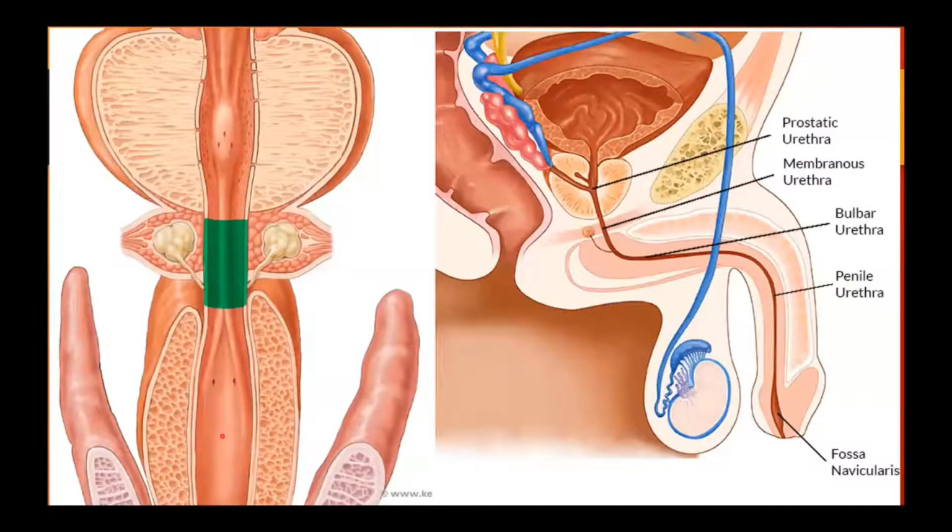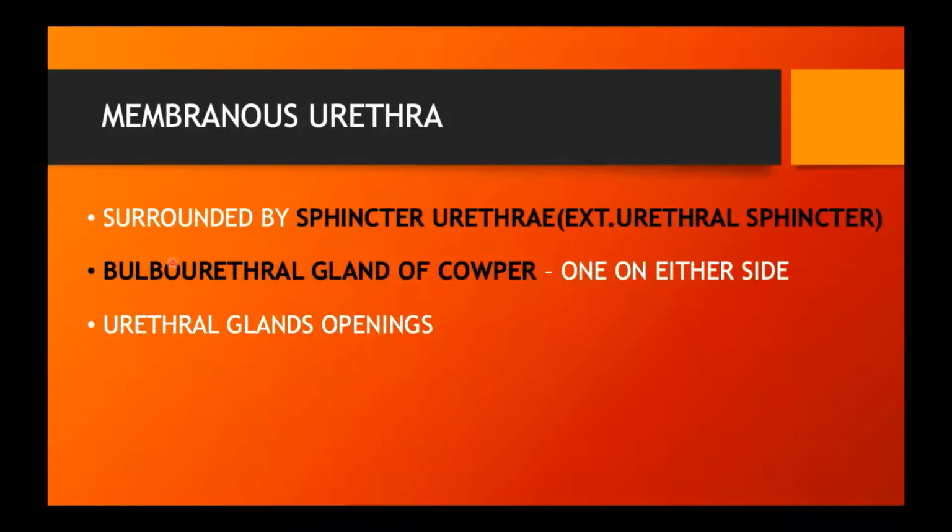And this is another section. Here you can see the membranous urethra present in the pelvic diaphragm. It crosses the pelvic diaphragm to reach the bulbous part of the penis. The membranous urethra is surrounded by the sphincter urethrae, or the external urethral sphincter. The internal urethral sphincter is named the sphincter vesicae, whereas the external urethral sphincter is named the sphincter urethrae.